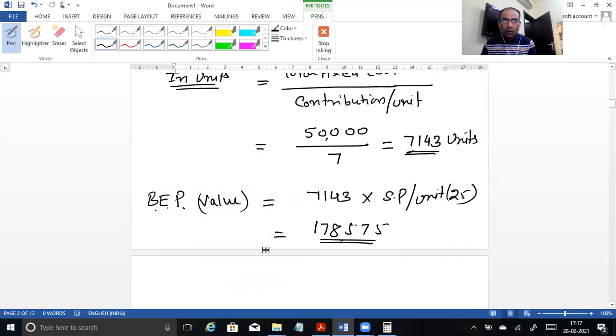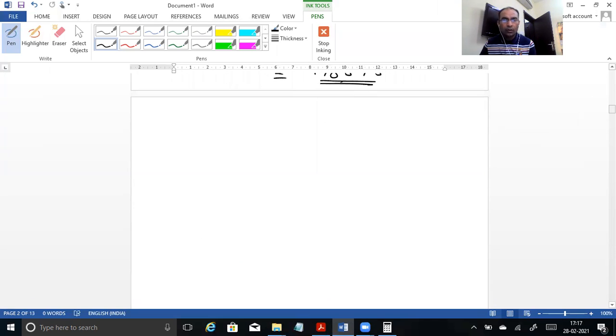There is another way of calculating BEP in value. For that, we need the PV ratio. First of all, let us understand the meaning of PV ratio. PV ratio full form is profit volume ratio. When you go through the study material, you will see PV ratio. You can read that definition and understand the meaning. How is the profit volume ratio calculated? It will be calculated with the help of this table only, where we have contribution.